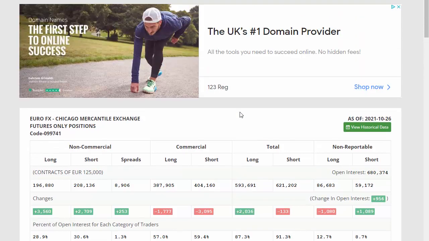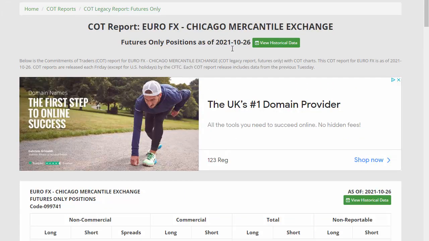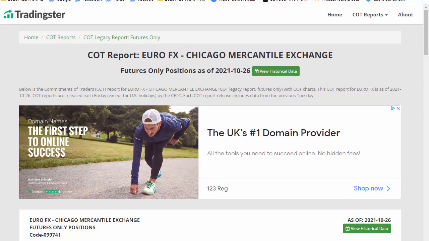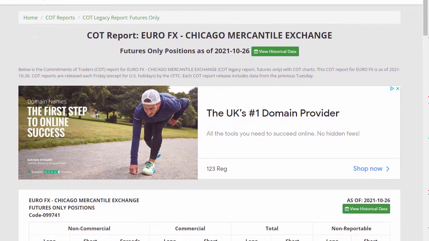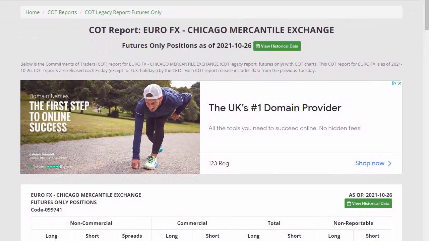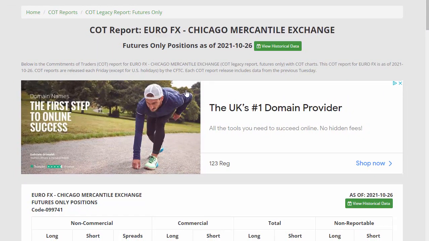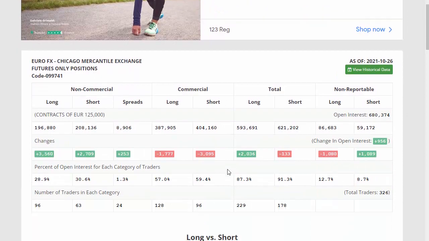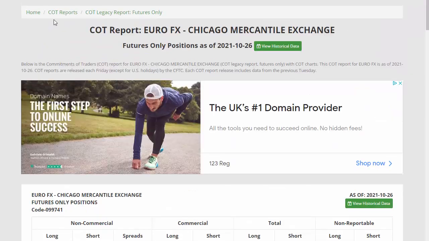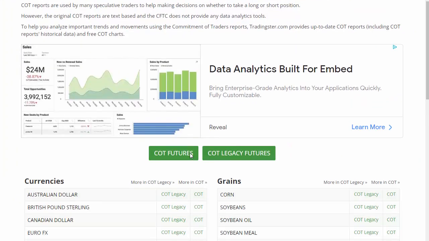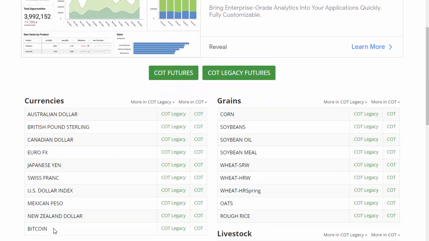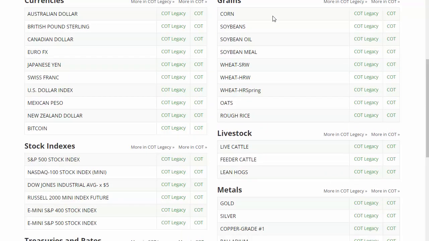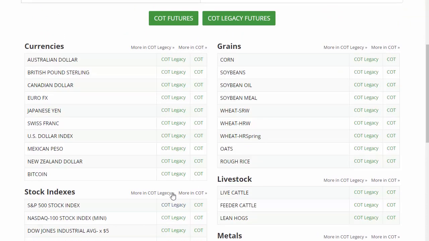So first off, how can you use this? This is called Trading Stir, tradingstir.com. It's a free site, hence why there's adverts all over it, but it's quite useful actually. You can click on the COT reports here, and if I scroll down, you've got currencies, you've got COT reports for the grains, metals, gold, silver, and all sorts. You can look at stock indices COT reports and stuff.